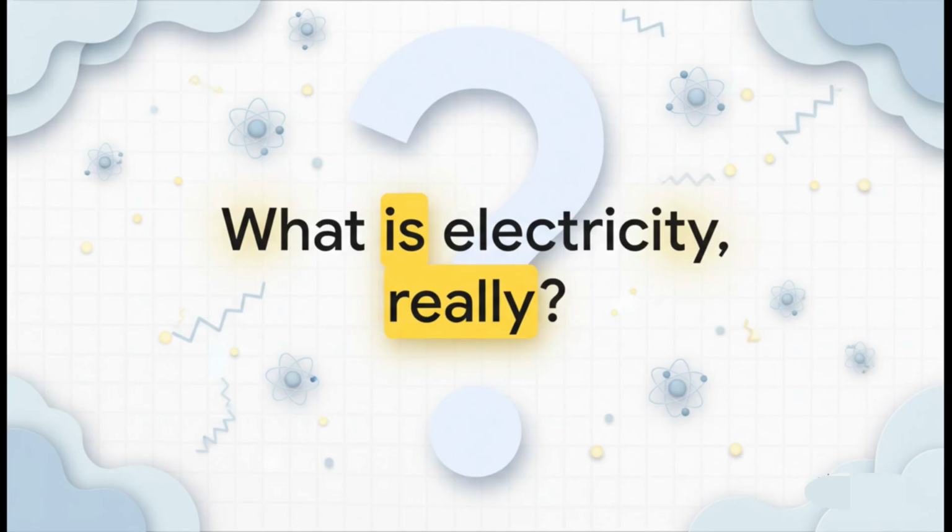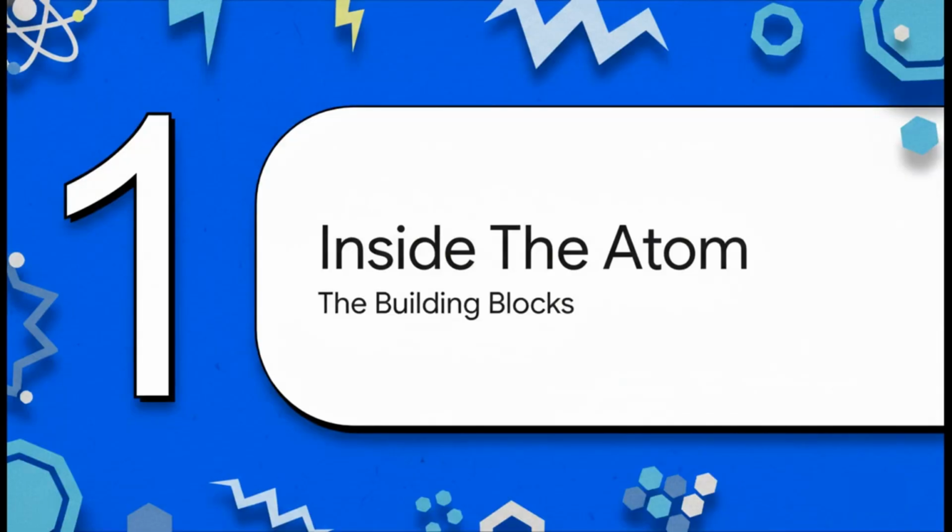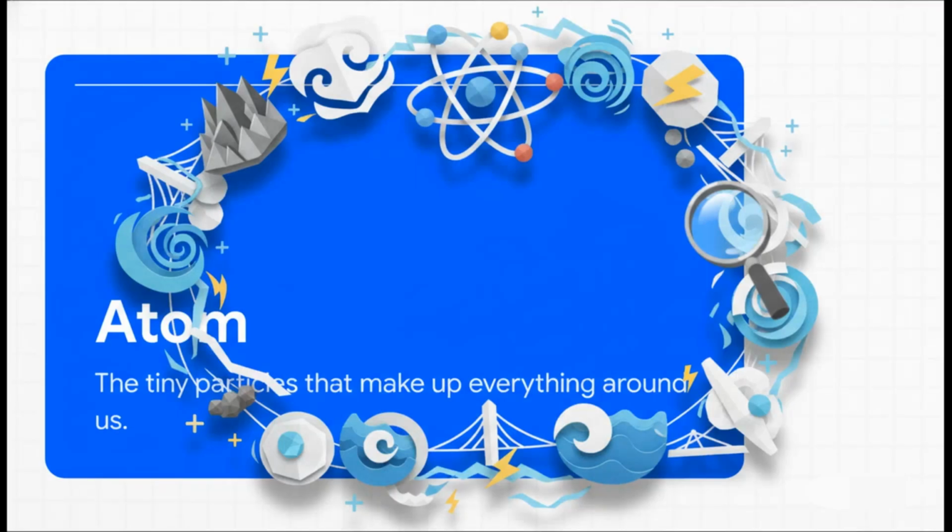To answer that, we have to start thinking incredibly small. And to get that answer, we have to go back to the very beginning. I mean, the very beginning. Our journey starts inside the atom, the fundamental building block of literally everything in the universe. So, what is an atom? Well, it's the smallest possible piece of anything, really. Think about it. The air you're breathing, the chair you're sitting on, the copper in a wire. It's all just a giant collection of these unbelievably tiny particles. And believe it or not, the secret to all of electricity is hiding right inside this little structure.